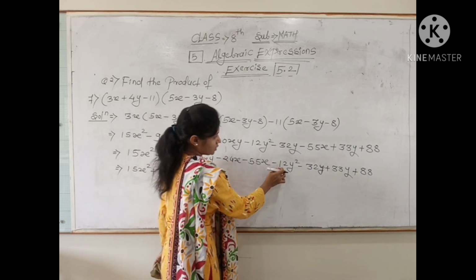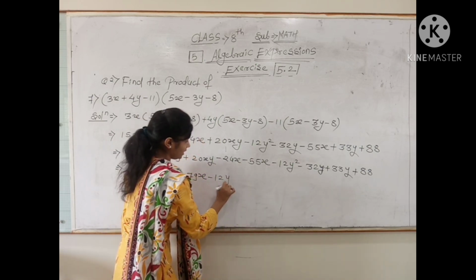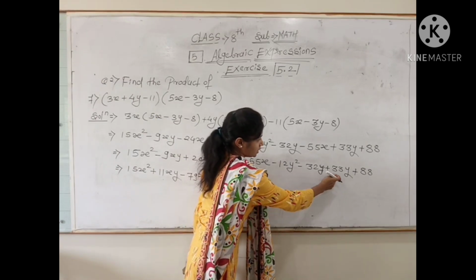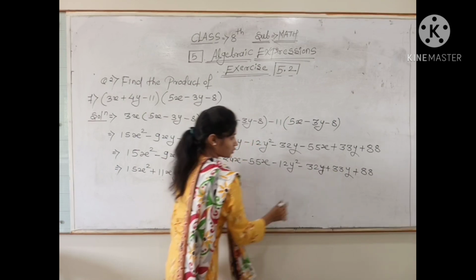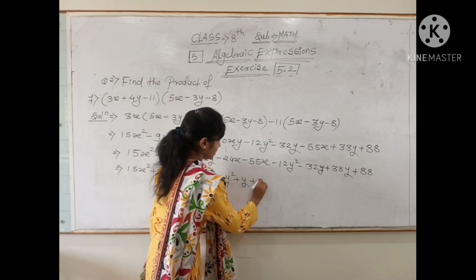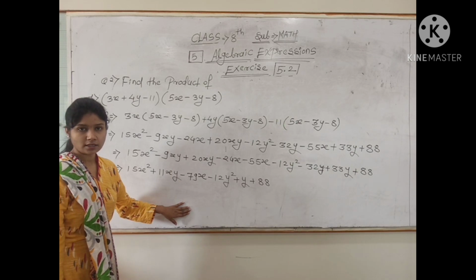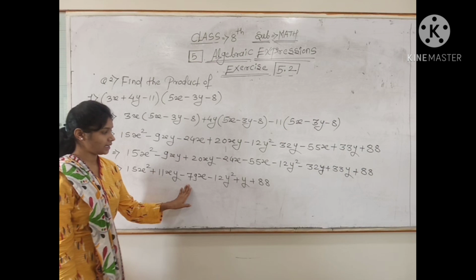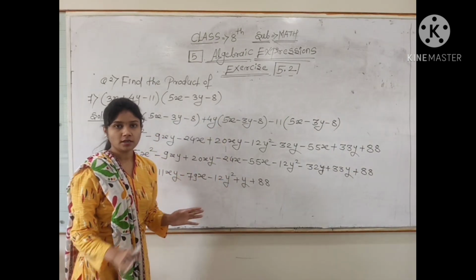Okay. Then minus 12y square, we write as it is. Then now we have to solve minus 32y plus 33y. 33 minus 32 is 1, so we have to write plus y. Okay. And last is 88. Okay, these types of questions we have to solve like this. Understand? So what is the answer? 15x square plus 11xy minus 79x minus 12y square plus y plus 88. These types of questions we have to solve.